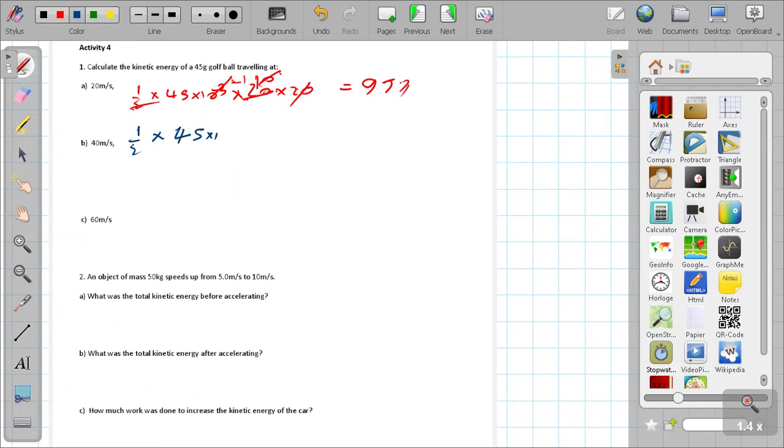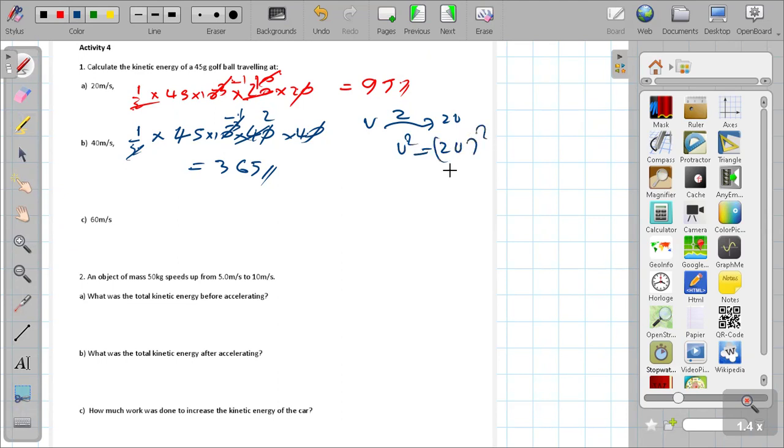The reason is 45 times 10 to the power minus 3 times 40 multiplied by 40, which works out to 9 times 4, which is 36 joules. I told you, because if the speed increased by a factor of 2, velocity goes from v to 2v, so v squared becomes (2v) squared. That means you have to multiply the energy by a factor of 4.